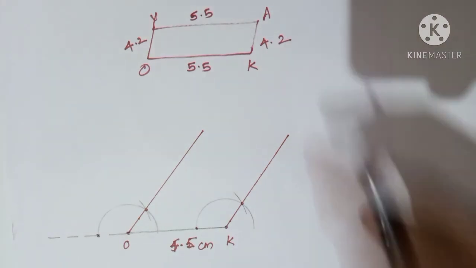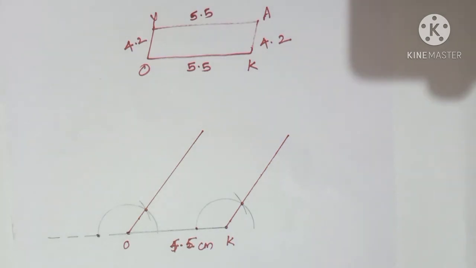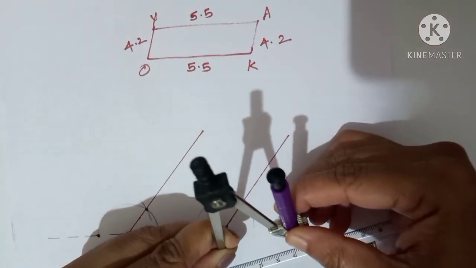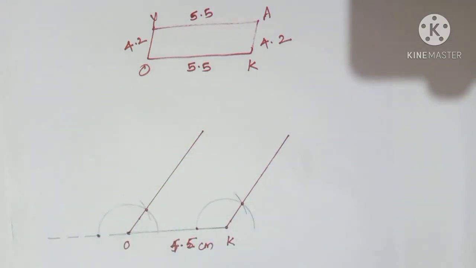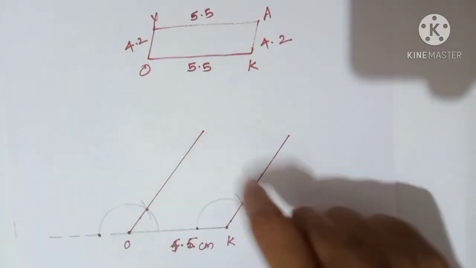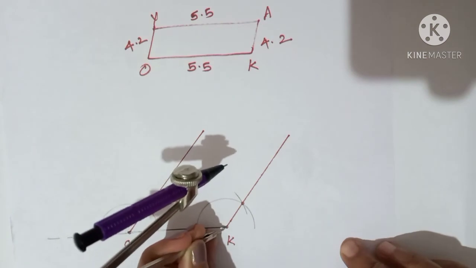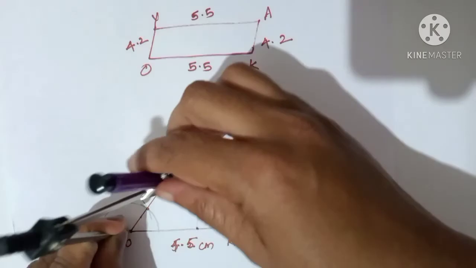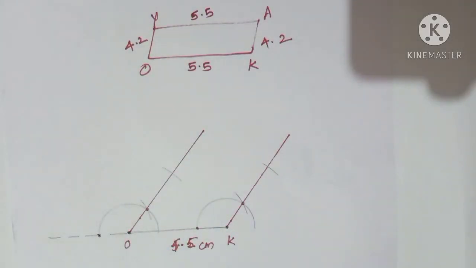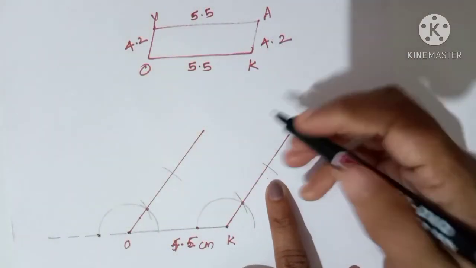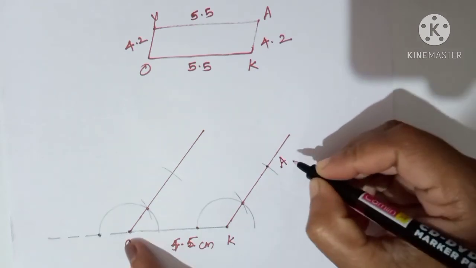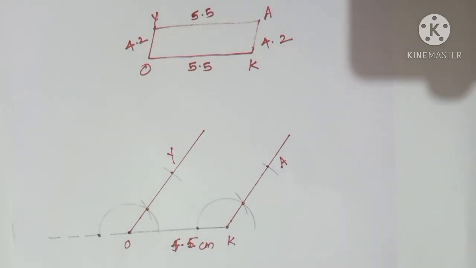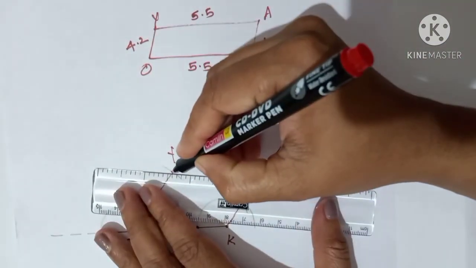Now, what is KA measurement? 4.2, right? Now, take this scale, measure in compass 4.2 centimeter. Keep at the point, because both sides are 4.2 centimeter, right? So you can keep at the point K, cut an arc. Keep at the point O, cut an arc. What is the name of this point? KA, right? So this point is A and O, Y. So this point is Y. Now you are going to join AY.